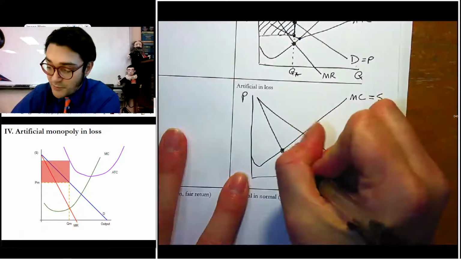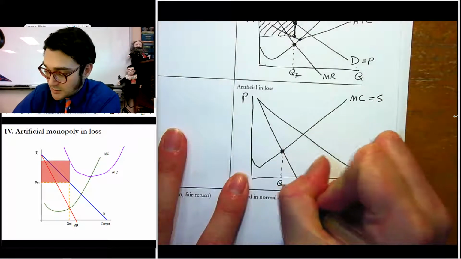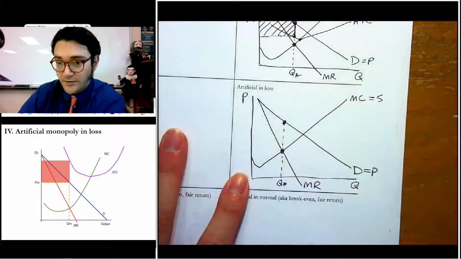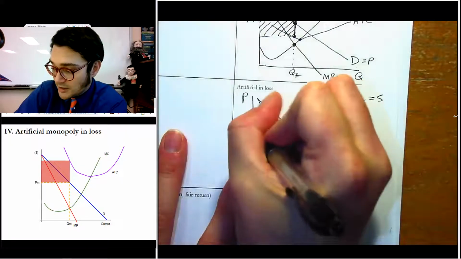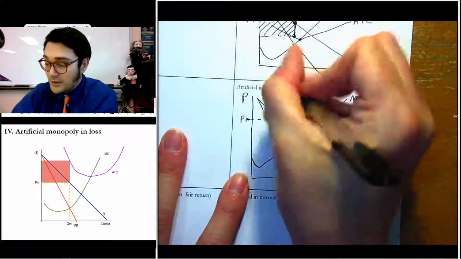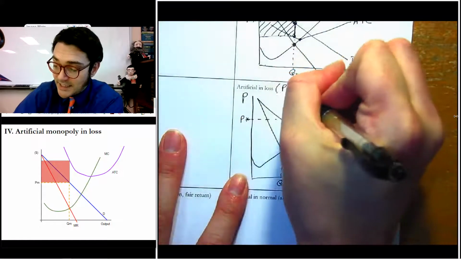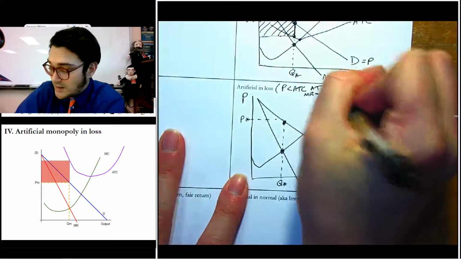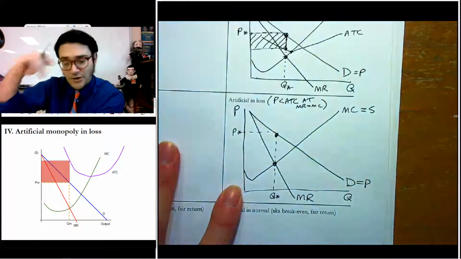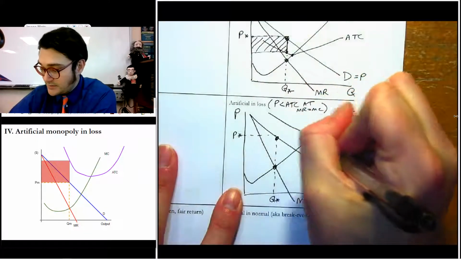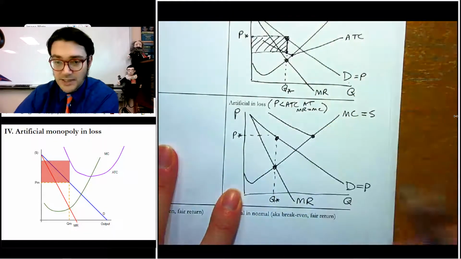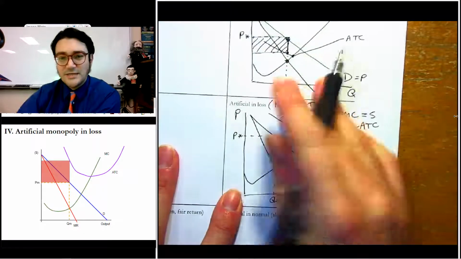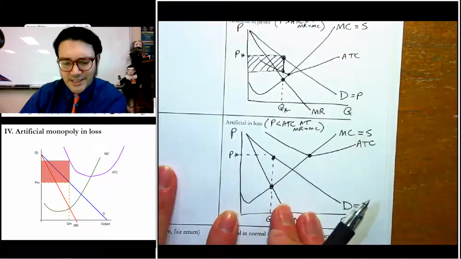We know that they produce where MR equals MC, so Q star, and they're going to price up here on the demand curve, P star. But now, in a loss, we know that price is less than ATC at MR equals MC. And so we're going to need to put our ATC curve somewhere up here. Down, hit its minimum, and then come back up again. So notice all we really did between the differences, we just showed the ATC in a different spot.